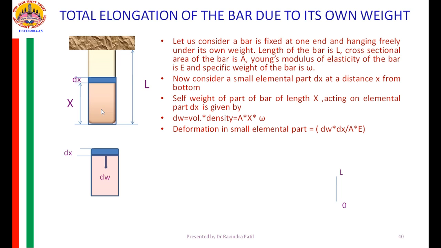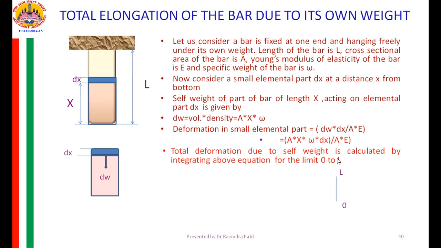So the deformation of this elemental part is given by P L divided by A E, where P is nothing but dW here, L is nothing but dx here, A is the cross-sectional area, and E is the Young's modulus.